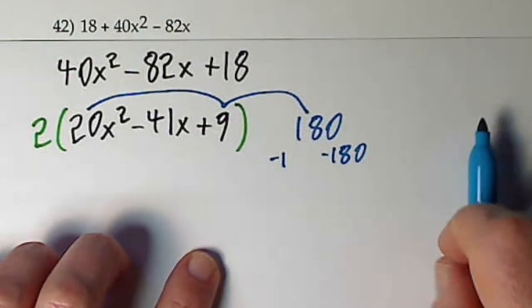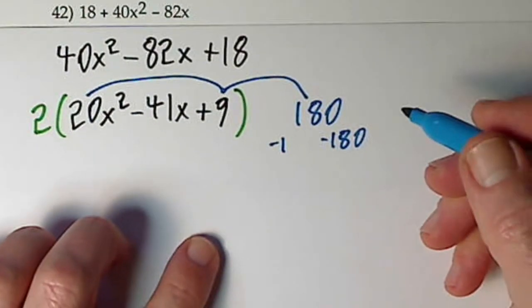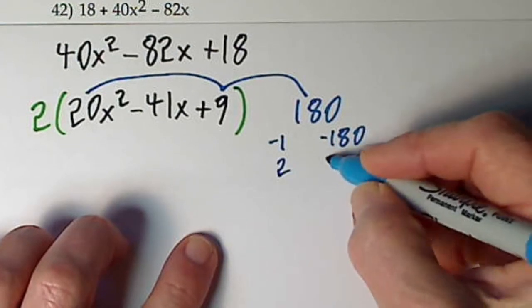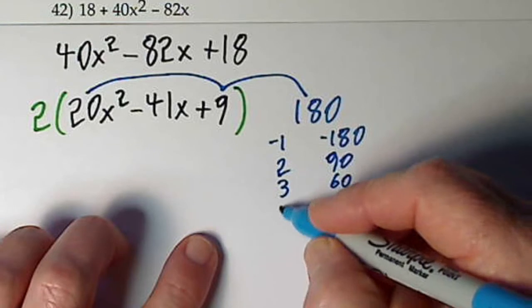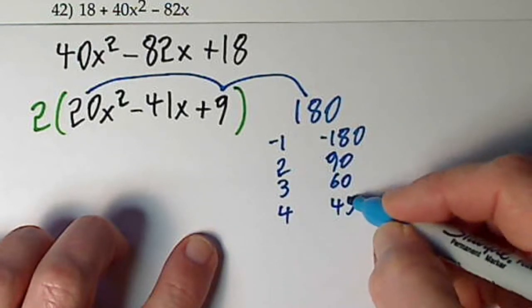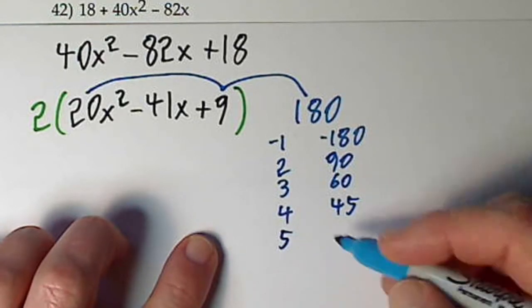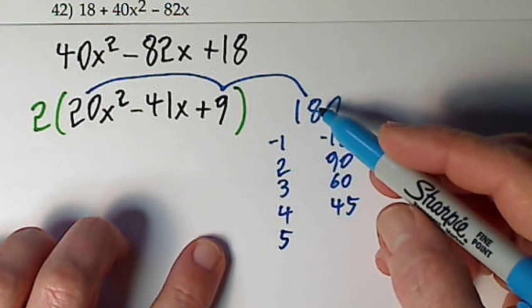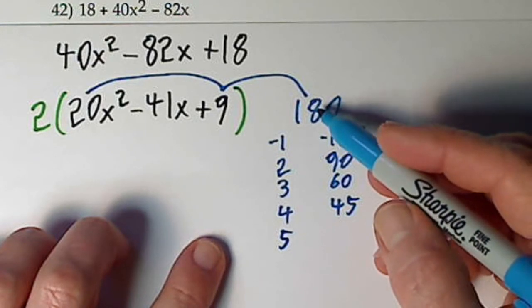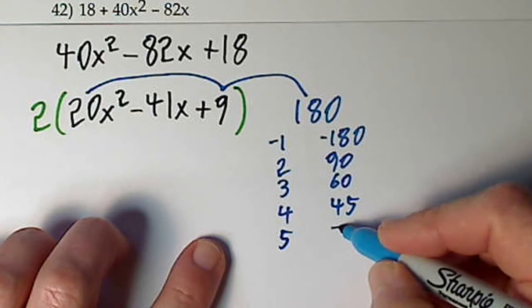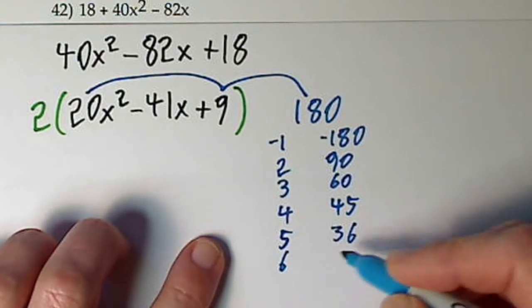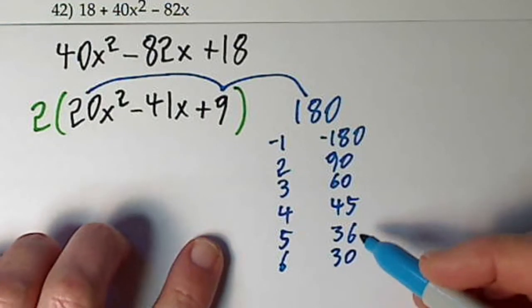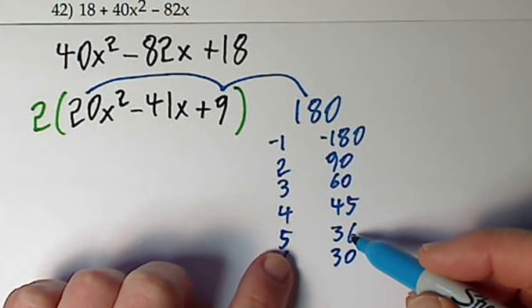All right. So 2 and 90, 3 and 60, 4 and 45, 5 and 6, 36, 6 and 30. Do I see a 4? Hey, you know what? I see my 41 here.